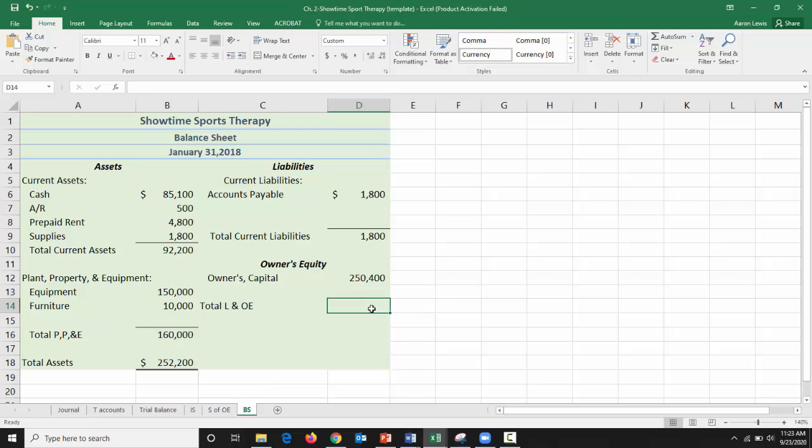The accounting equation states that your assets must equal your liabilities plus equity at any time. Well, what is our liabilities plus equity? It's $1,800 in liabilities plus $250,400 in equity. It's $252,200, the same number that we got over here for assets. So our balance sheet balanced, which is good, because if it doesn't, something is off with your numbers. Those numbers should always be the same at the end of every period.